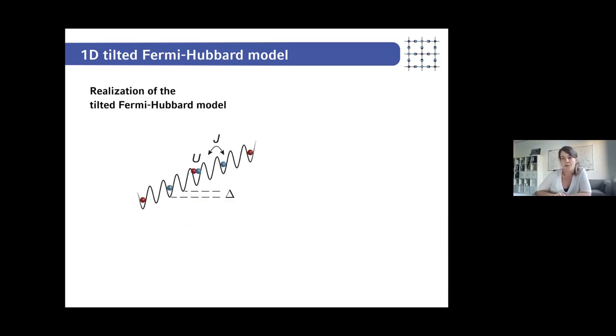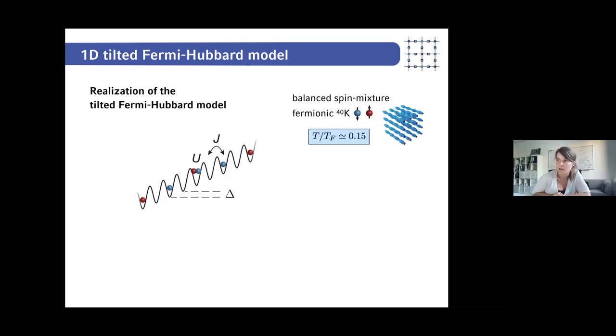Okay, how do we realize it? Our tilted lattice model was realized with fermionic potassium atoms. Two different internal states are used in order to realize two different spin states. We work at T over T_F on the order of 0.15.